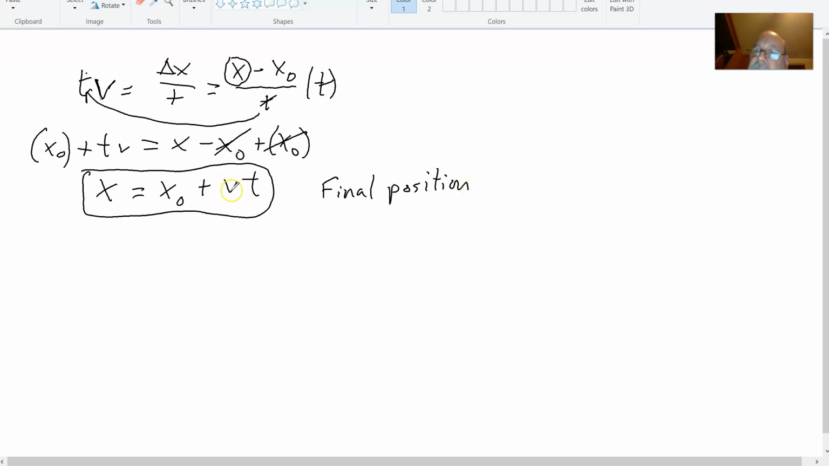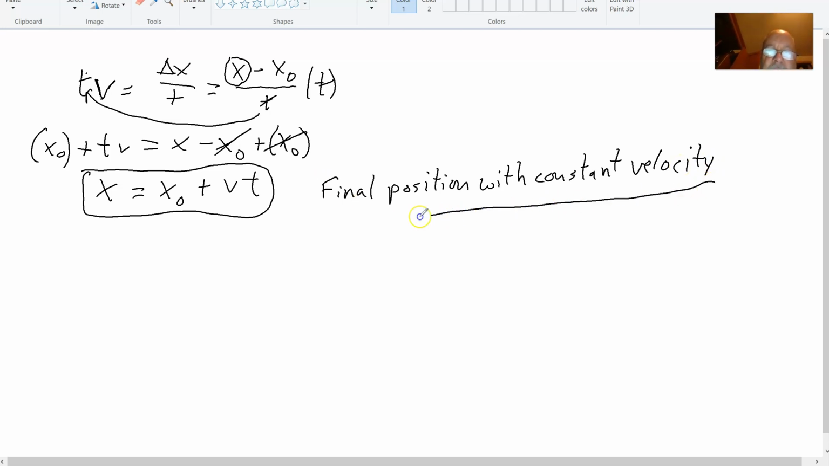And this is under the circumstances of constant velocity. This v here cannot be an accelerated velocity. It has to be a constant velocity, or this formula doesn't work. So we're going to say final position with constant velocity. And that's what you need to put down for the name of this part on your worksheet. Final position with constant velocity. Okay?